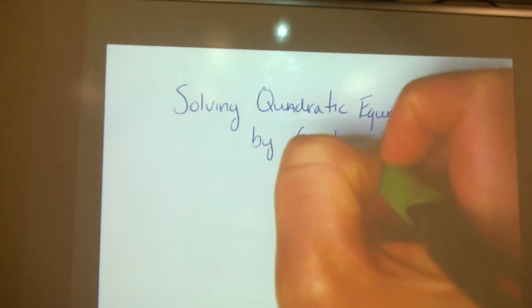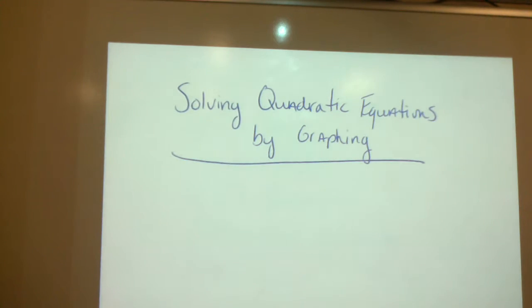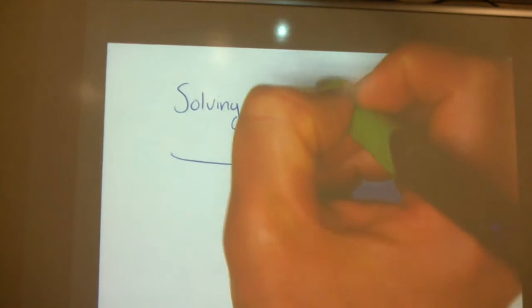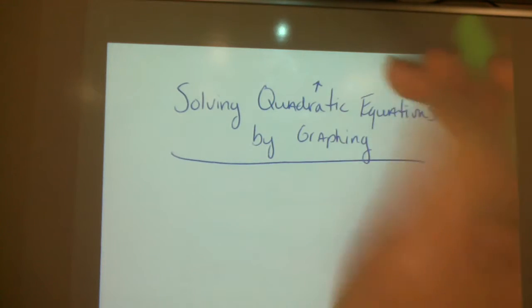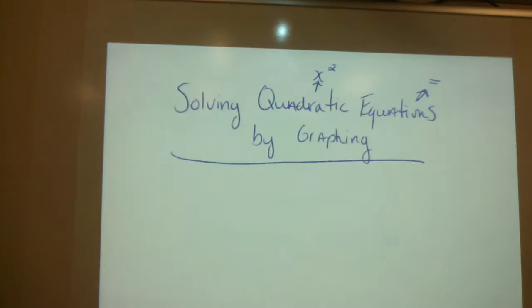So before we solve quadratic equations by graphing, you need to know what a quadratic equation is. Well, first of all, we know equations have an equal sign. Quadratic equation means the largest exponent we're going to see on the equation is a 2. So something like this, x squared. That's what we call the quadratic term.